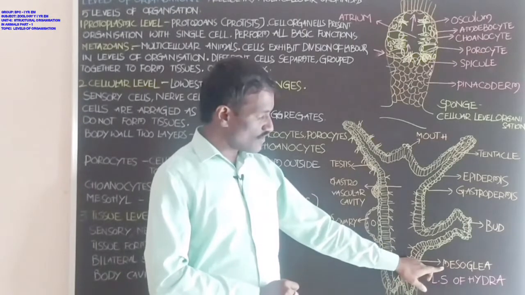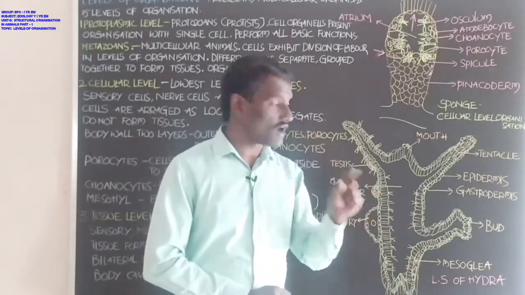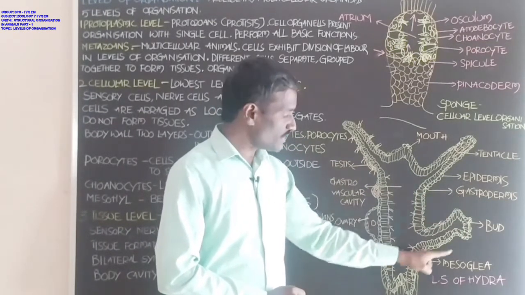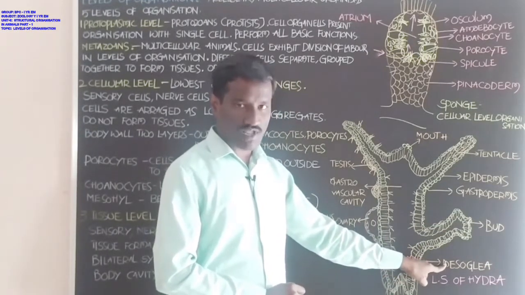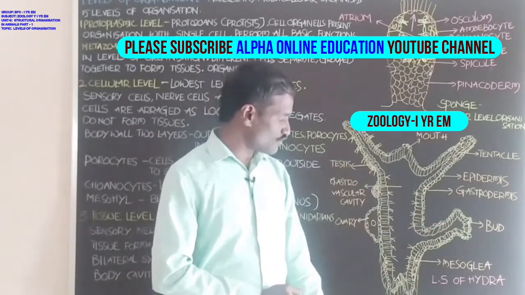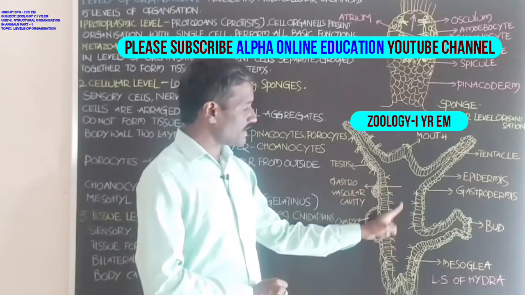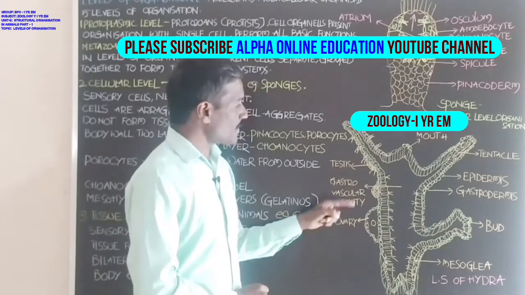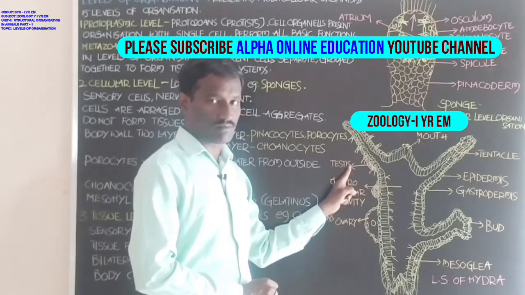Next, students, mesoglea. What about the mesoglea? The space between the epidermis and the gastrodermis is filled with fluid-like material, that is called mesoglea. Next, the body cavity present in the inner part is called the gastrovascular cavity. Okay, this is the testis, which produces the male gametes.